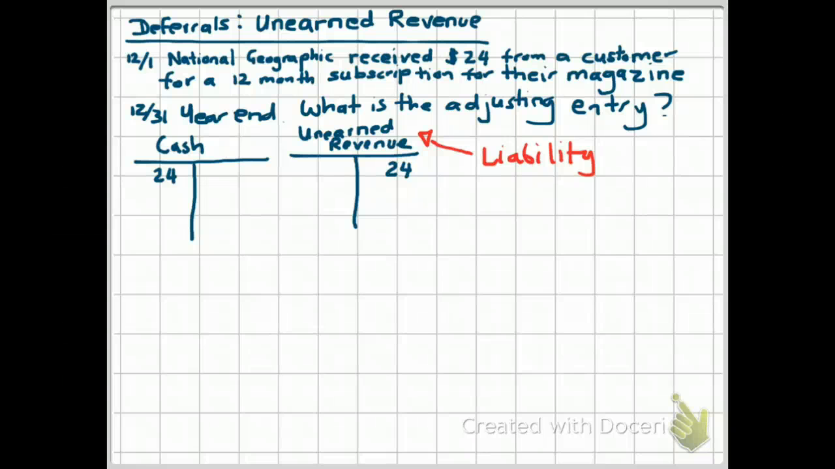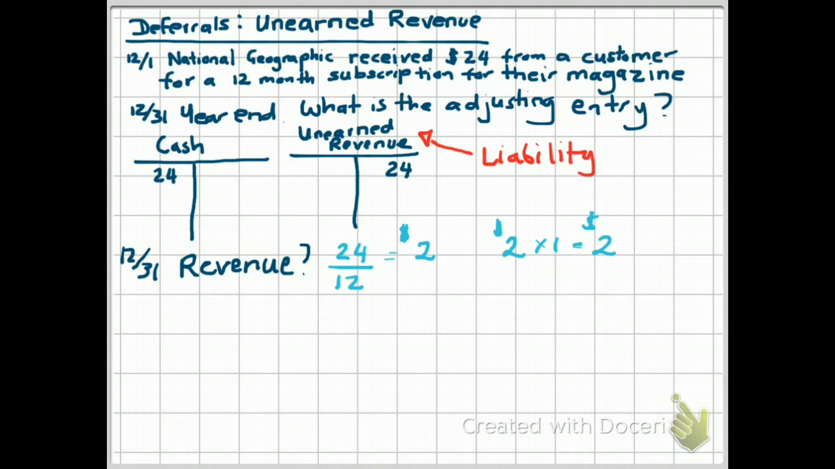Now let's go to the year end, which is December 31st. How much revenue have we earned? We would have shipped the customer one issue because 1 month has passed. So we can record that revenue for the one magazine that we have shipped. How much revenue should we record? You know that $24 was for 12 months, which means each magazine is $2 of revenue. And we only had 1 month, so we are going to record 2 times 1, or $2 of revenue.